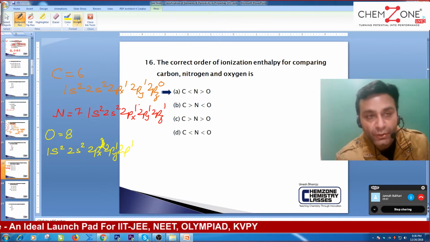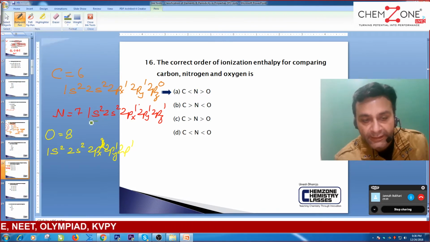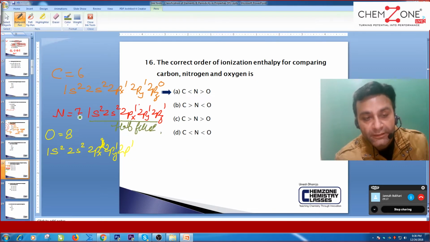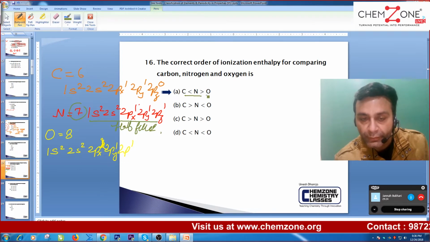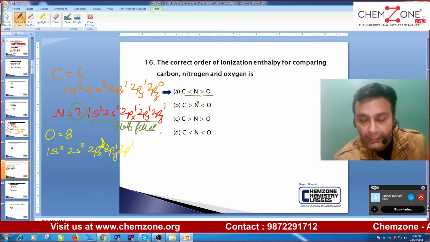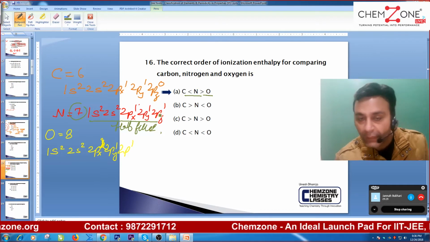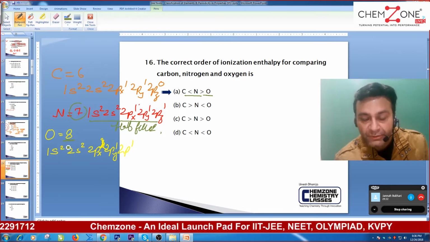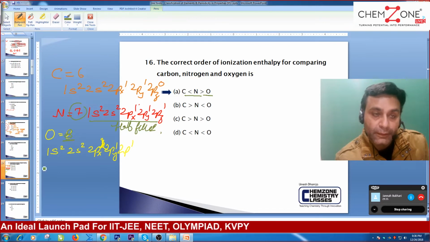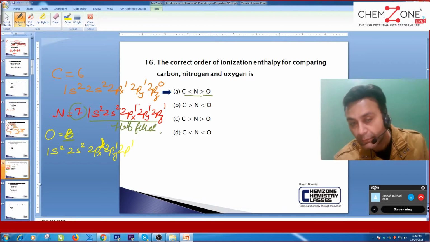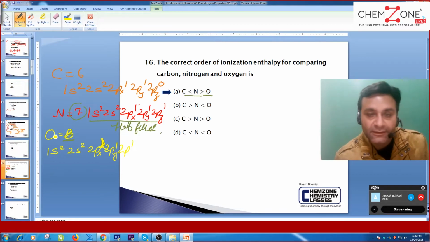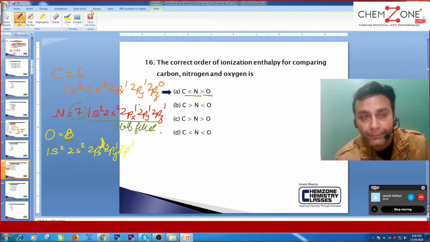So don't you find that nitrogen has a half-filled electronic configuration? So its ionization enthalpy is more than carbon, as well as oxygen. And oxygen will have more than carbon because of the high nuclear charge here. So it is the A option, the correct answer. So many factors you have to keep together.